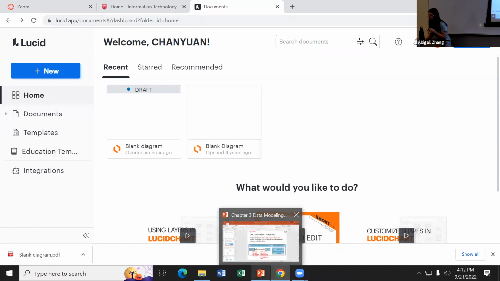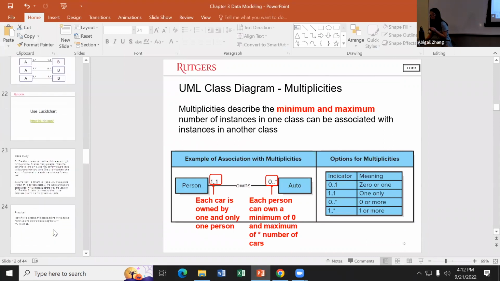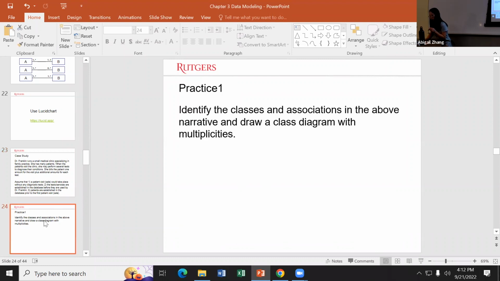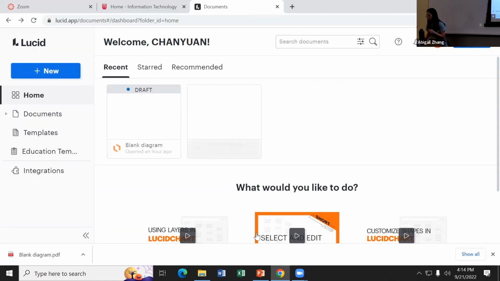If you are already there, I want you to look at the case study, which is on the handout that you have, or you can look at the slides, they are the same. You can think about the first practice, right? Just think about it. You don't have to do it on Lucidchart because we are going through this together. So let's first learn how to use Lucidchart together.